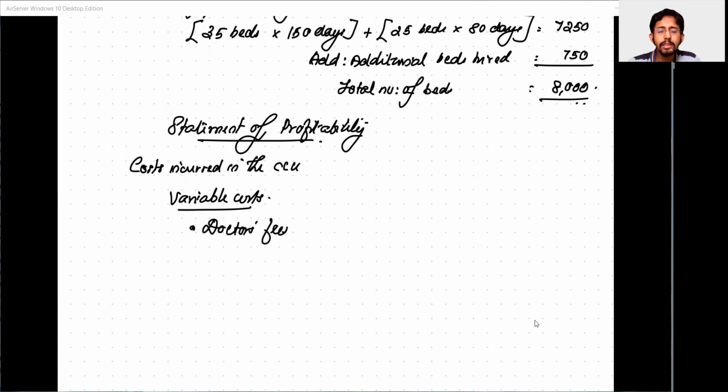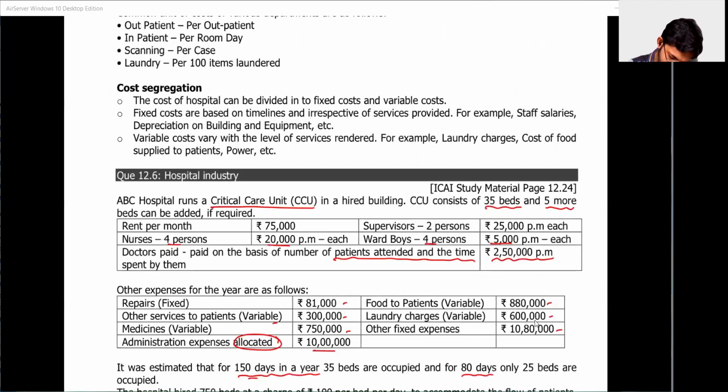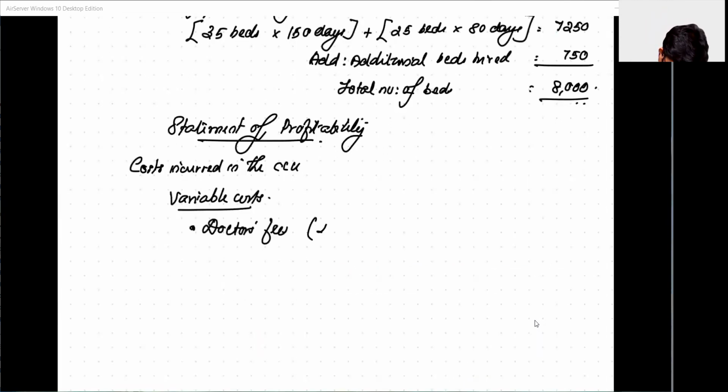Doctor's fee. They say that doctors are paid at 2,50,000 per month and you have 12 months. So it is rupees 2,50,000 into 12. That is rupees 30 lakhs. Number of doctors is not given, but you don't require the number of doctors. They say that the salary is 2,50,000 per month. Whether it is paid to one doctor or multiple doctors, that is not specified.